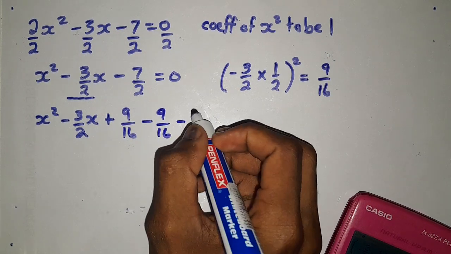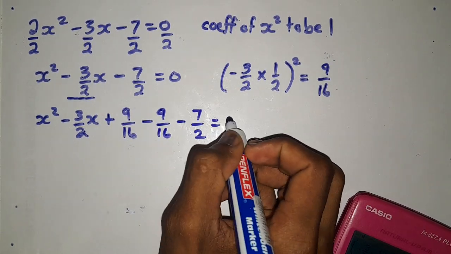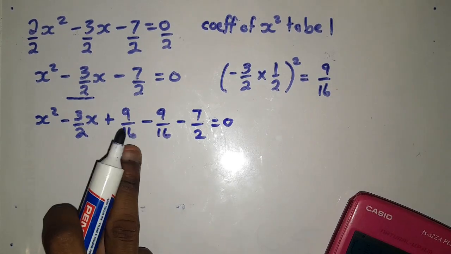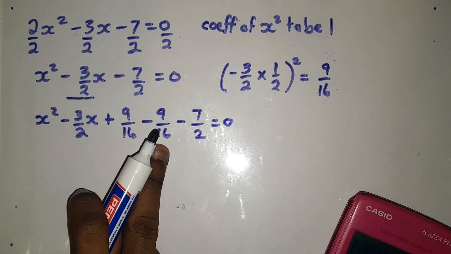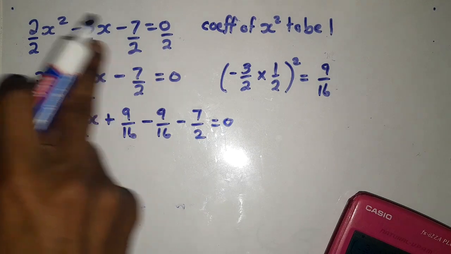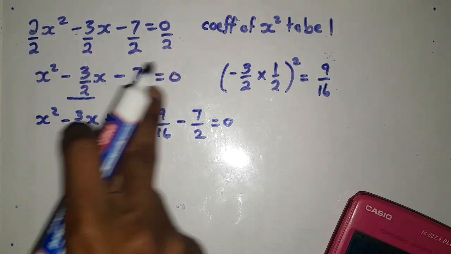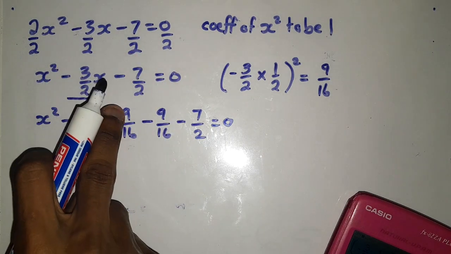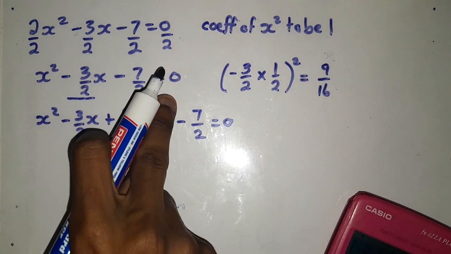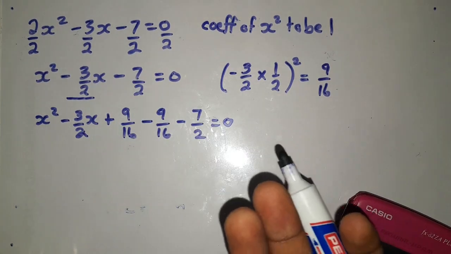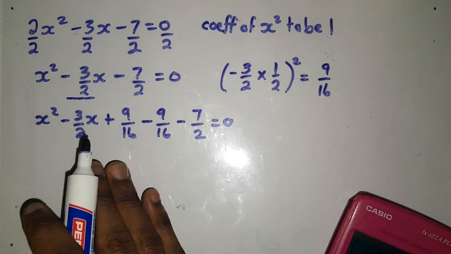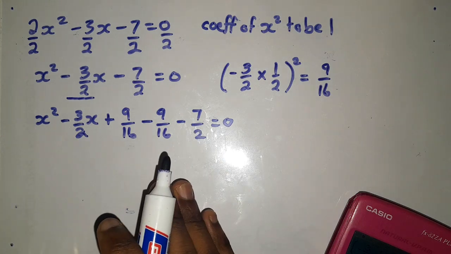Over 6 minus 7 over 2 equals 0. Why do we subtract this value? We subtract this value in order to retain the quadratic formula as it is. Because 9 over 16 minus 9 over 16, you get 0. You see? It's like we haven't done anything.